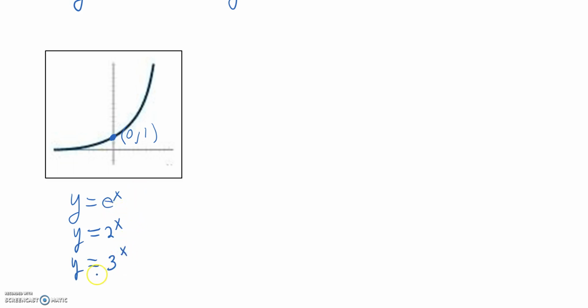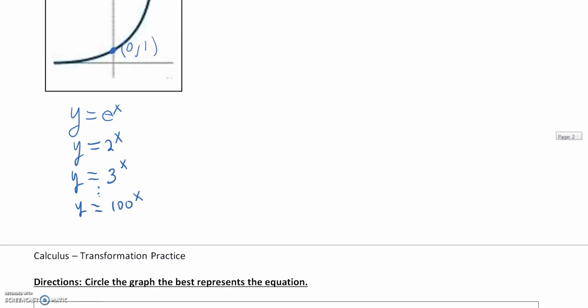These might be more familiar to you. It could even be y equals 100 to the x. These are all exponential, and they all have a 0, 1 y-intercept, unless the coefficient in front of the e, the 2, the 3, or the 100 is something other than 1. But you just have to be familiar with that one, and you'll be fine.